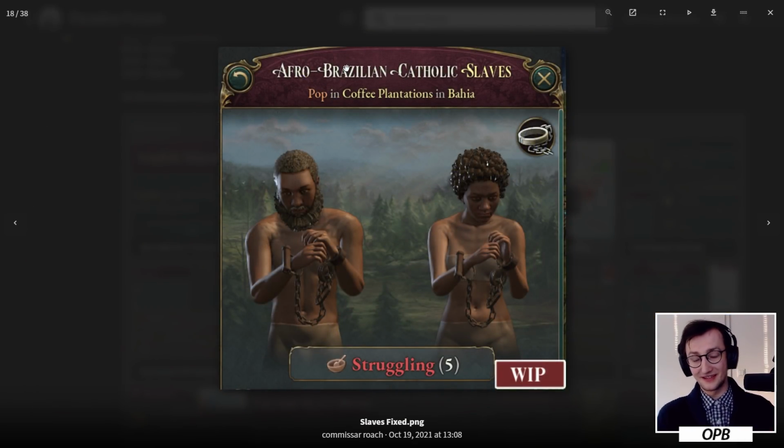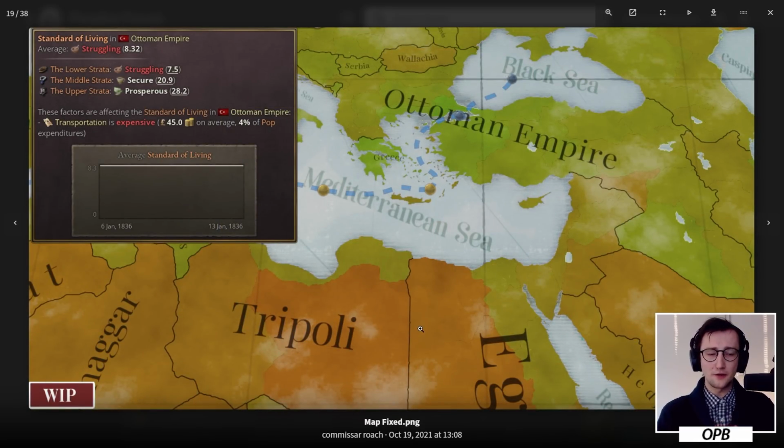Yeah, Brazilian. Okay, I'm an idiot. Afro-Brazilian. There you go. Now, this one's standard of living. You can also see this is per state. I want to highlight that. This is per state, not per province or anything.